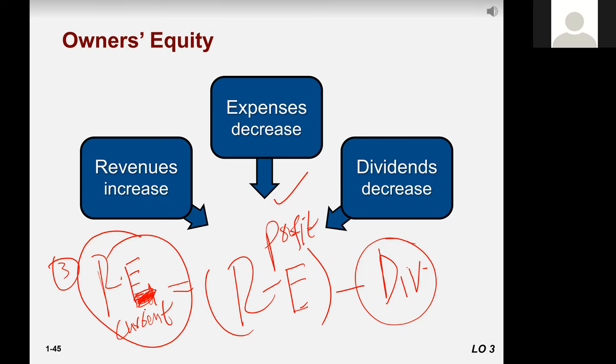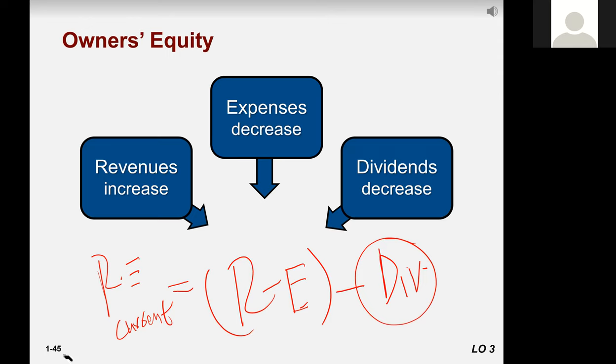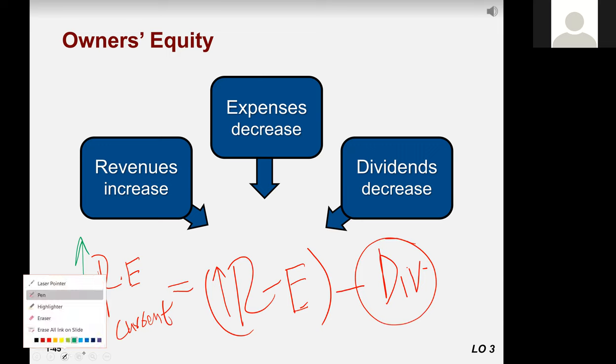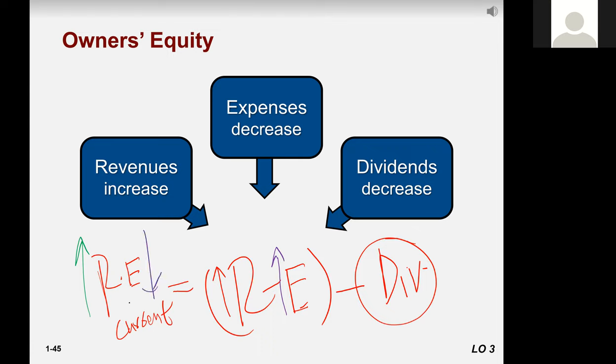So retained earnings, of course, you can see that if you sell more, retained earnings increase. Look at the formula here. If you increase the revenue, retained earnings increase. If you increase the expenses, retained earnings decrease. If you decrease the expenses, retained earnings increase, right?